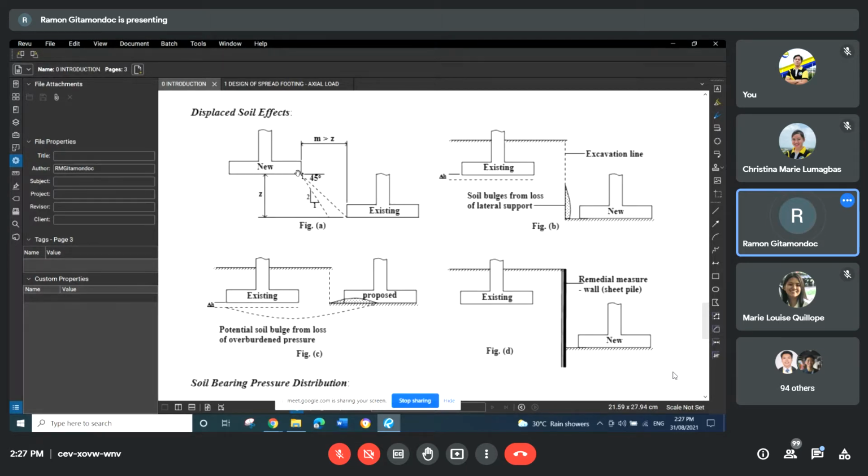it might have an influence, no, on the existing footing. It might exert an additional downward pressure on the existing footing. As you try to imagine, if you step over another person's foot, no, so that will exert a pressure. So depending on the coefficient of internal friction of the soil, usually a 45-degree slope is assumed, no, to clear the influence, no, of the new footing to the existing footing.